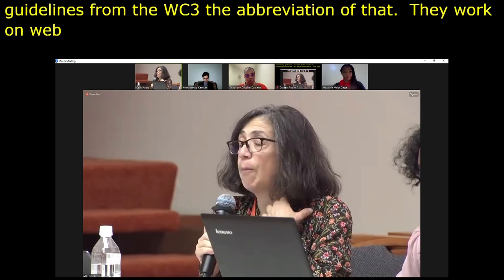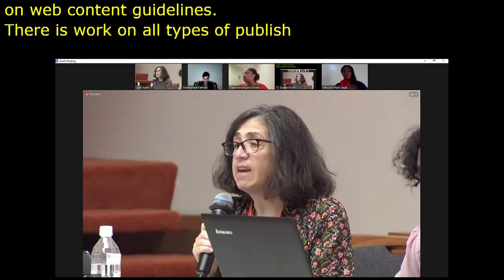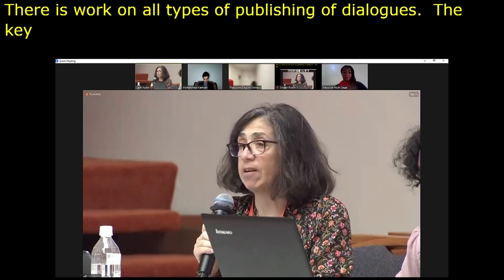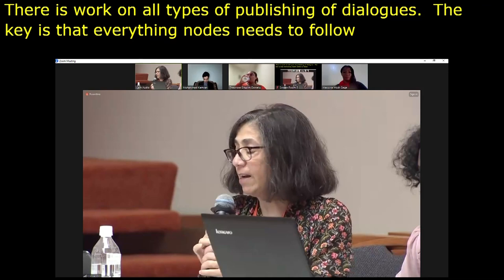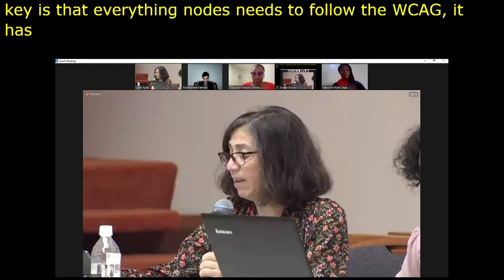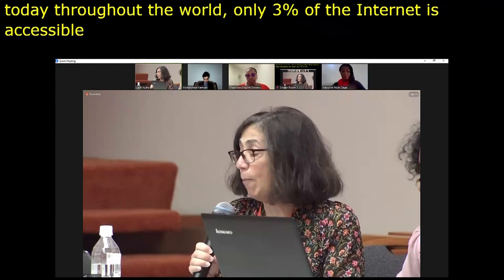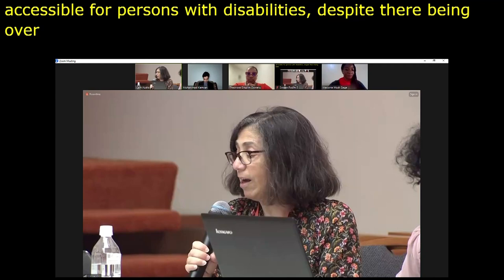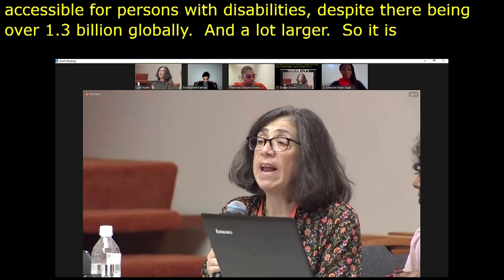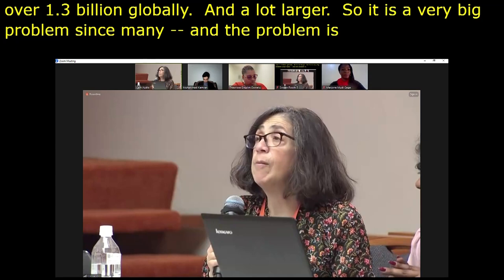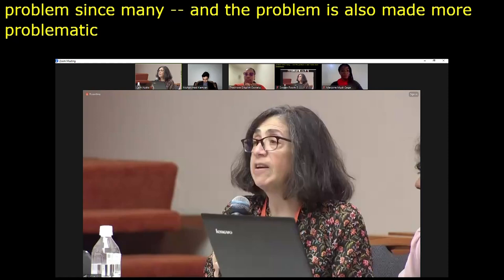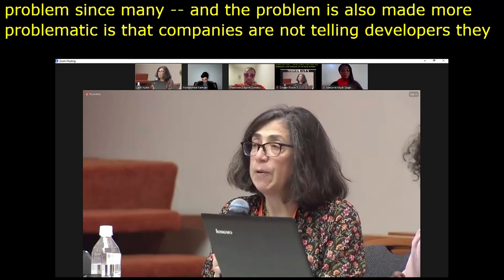And the key also is that everything needs to follow the WAI, the Web Accessibility Initiative's guidelines, and especially on websites, the WCAG has to be 2.1 or 2.2, and it's a really big problem lately because today, throughout the world, only 3% of the internet is accessible for persons with disabilities, despite there being over 1.3 billion globally, and a lot larger. So it's a very big problem, and the problem is made more problematic because companies are not telling developers they need to follow these guidelines. And so developers are not doing it, and then they have to retrofit a system.